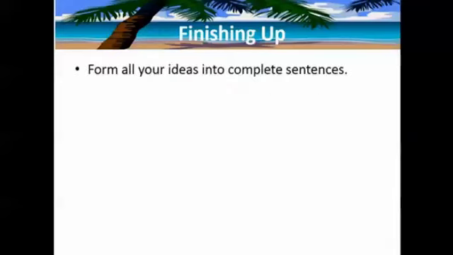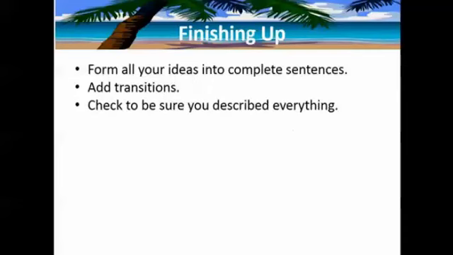To finish up, once you've generated a lot of ideas using your senses, form all your ideas into complete sentences. Add some transitions to make your sentences or paragraphs flow together nicely. Check to make sure you've described everything you can think of. Check all your senses. Did you describe something using each sense? And as always, proofread, spell check, and have someone else read your paragraph or essay.